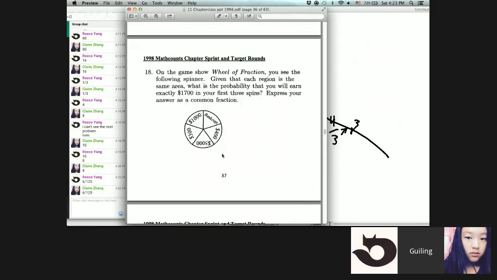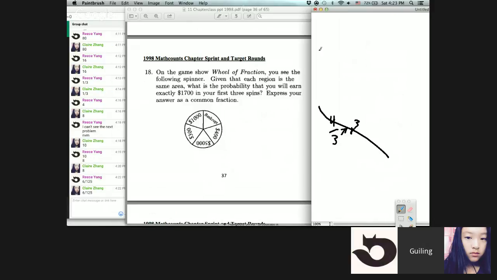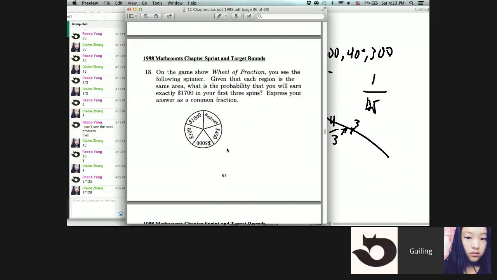Great, nice job. Answer 6 over 125. So the only possible way you get 1700 is if you spin 1400 and then a 300. So the total probability that you spin specifically this is 1 over 125, since each has a 1/5 probability. But you can spin it such that it's 1400, 300, or 1300, 400, or 400, 1300. And there are a total of 6 ways to do that. So it's 6 out of 125.